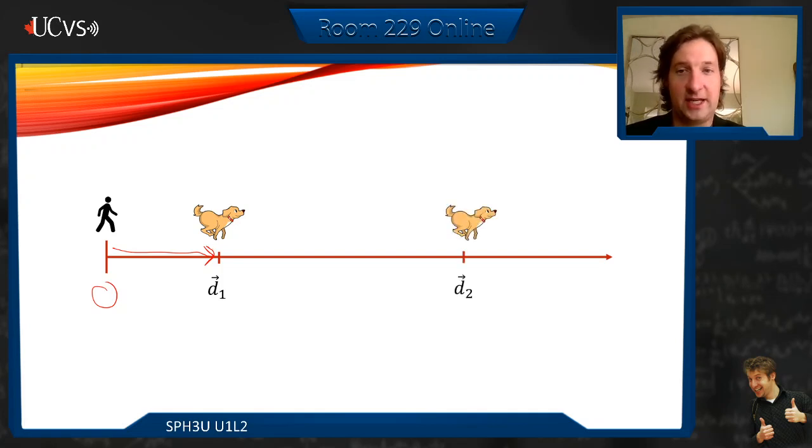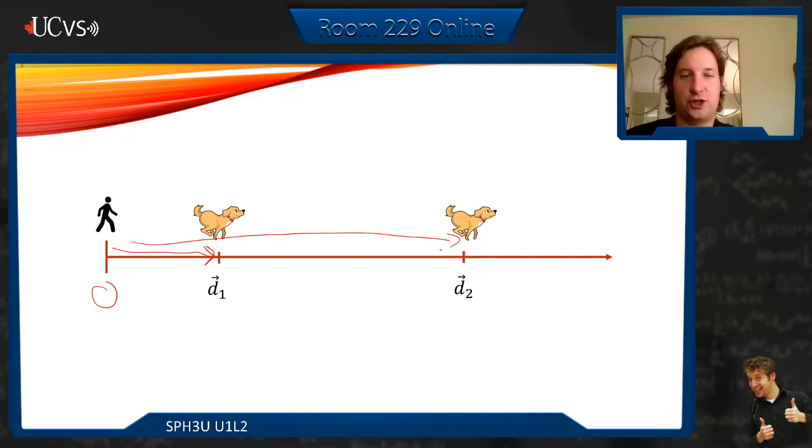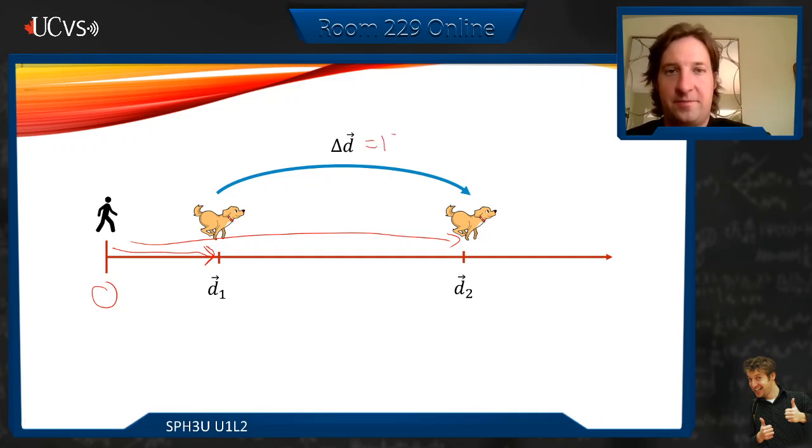And then eventually he's going to end up at D2, which is going to be a new vector, much larger, and the displacement between them, the change in the position from 1 to 2, is going to be our displacement, delta D. And that's going to be equal to 12 meters, right?